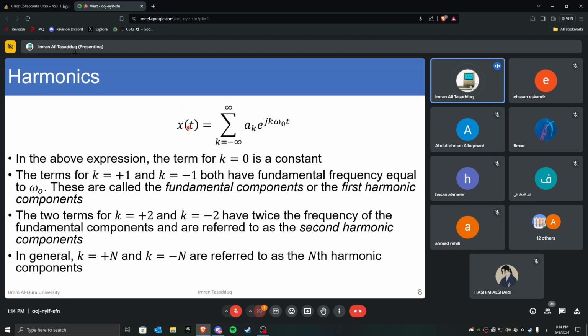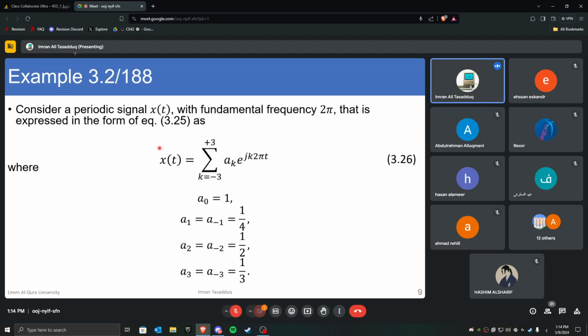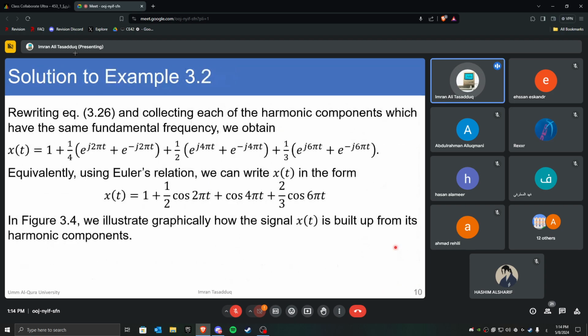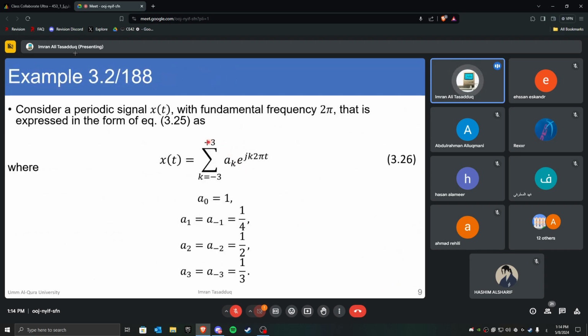And then we did an example, if you remember, that this x of t is my periodic signal, which looks like this. By looking at this signal, you cannot tell which frequencies are there in this signal. So how do we tell which frequencies are there? This summation tells us. This summation tells us that there are a total of 7 different sine waves that, when added together, will give me this signal. For these 7 sine waves, these are the coefficients.